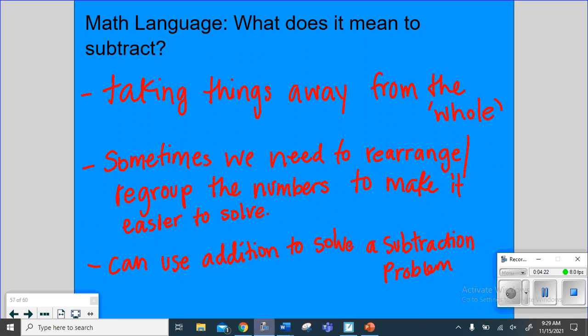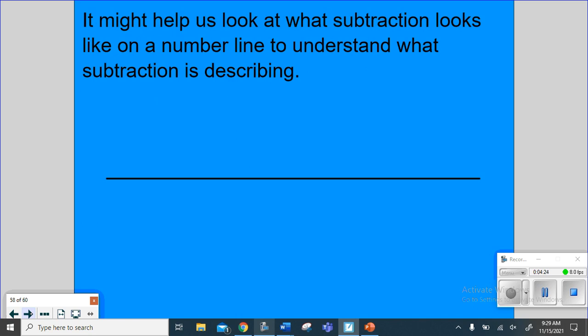When we think about addition, it's helpful to think about it on a number line. Right? We had some part, and then we added more to it, and we ended up with this really long jump on a number line. So it might be helpful to think of subtraction on a number line. Go ahead and draw a number line in your notebook, just a blank one. Not too long.